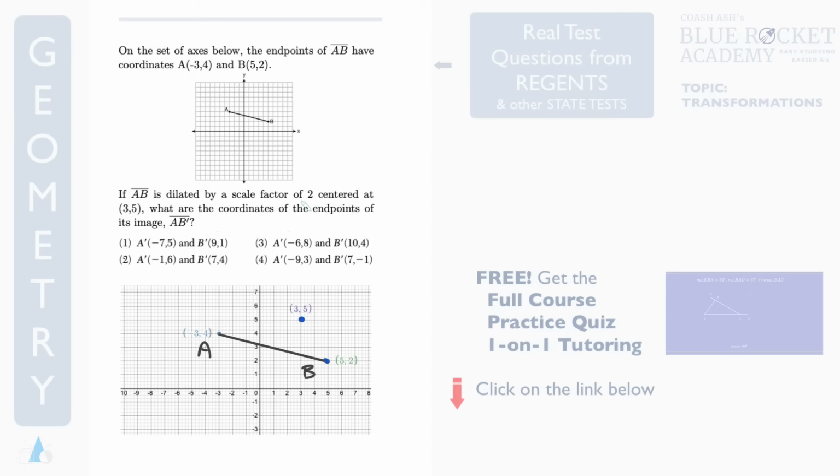Now you try this problem, but instead of going by 2, you want to go by 4. So scale factor of 4 around 3 comma 5. So see if you can get this answer. Post your answer in the comments. This will really help you understand this idea of dilation of the straight line.